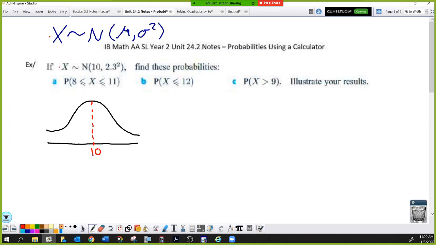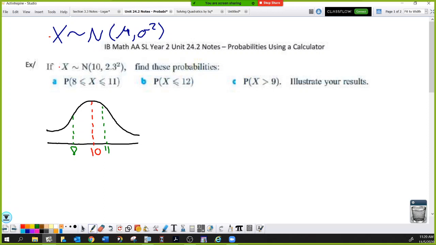All right. We are trying to find the probability that a randomly selected object falls between the values 8 and 11 when our mean is 10 and our standard deviation is 2.3, and we've been asked to illustrate the results. I'm starting by illustrating the results because that'll usually get you a method mark. So we got 11, which is on this side, and we're coming down to 8 on this side. Now, neither one of these is a pretty amount of standard deviations away from the mean.